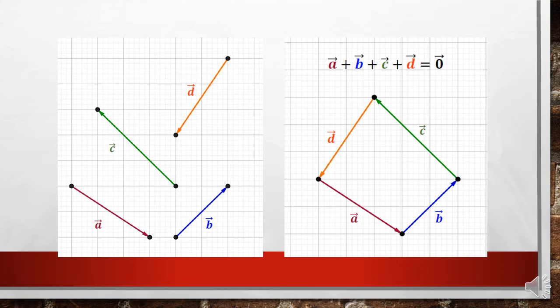Okay, this is the example of adding vectors using polygon method. Let's see that we have four vectors here, a, b, c, and d. If we connect all of these vectors using head to tail method, we can see that the resultant of these vectors is equal to 0, where the tail of the first vector and the head of the last vector coincide, like this.